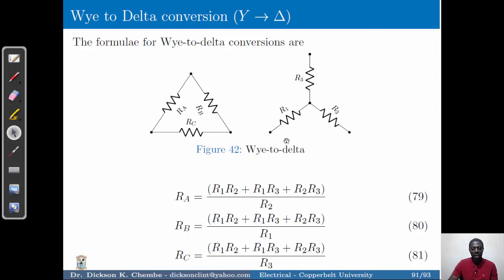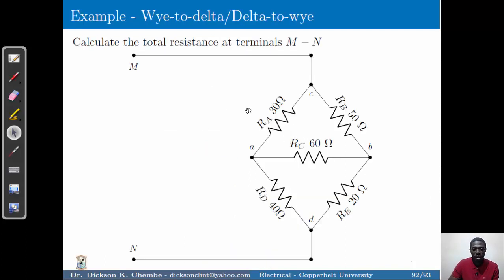So here is an example. For instance, we have this scenario here where you've been asked to find the total resistance between the terminals M and N. And if you notice here, you've got a back-to-back delta. So you've got a delta that is connected to another delta back-to-back, sharing one resistor. Now, to handle such a scenario, you can either convert the lower delta into a Y or the upper delta into a Y. And I'll show you how to do that just now.